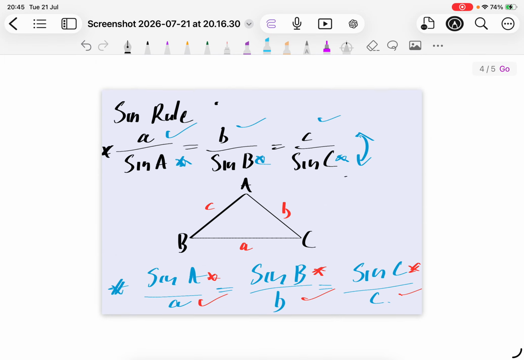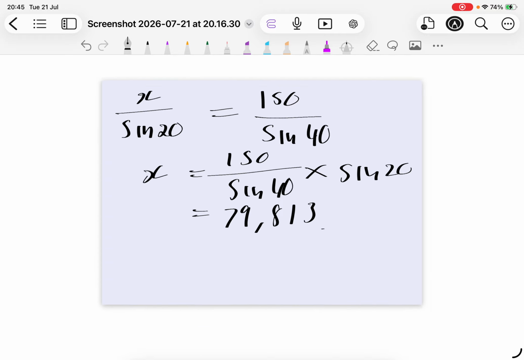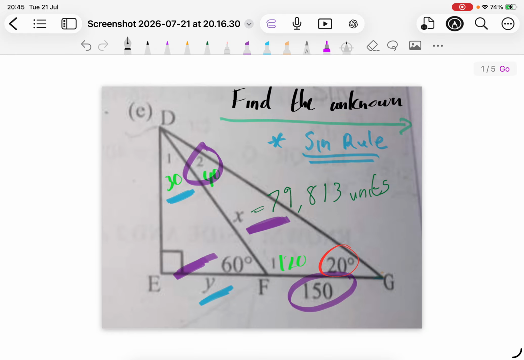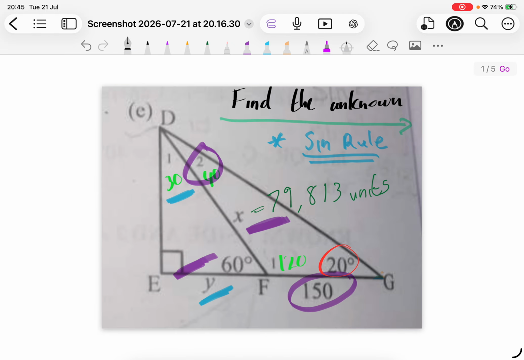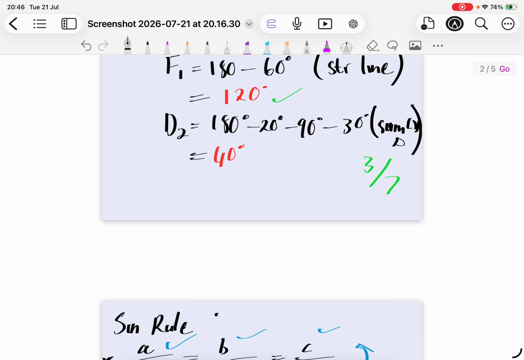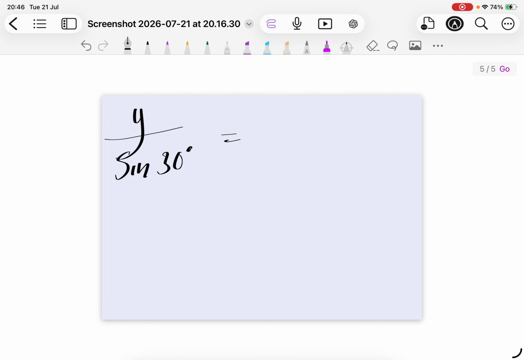So what I'm going to do is, let's see. What am I looking for? Am I looking for the side or the angle? I'm still looking for the side, so I'll keep my side on top. So I'll just simply say y over sine, sine who? Let's go back to what corresponds to y. Sine 30. So opposite y is 30 degrees, is equal to what? We started with the side, so we start with the side again. The side that I'm talking about is 79,813, which is the value of x, right? It's this value here.